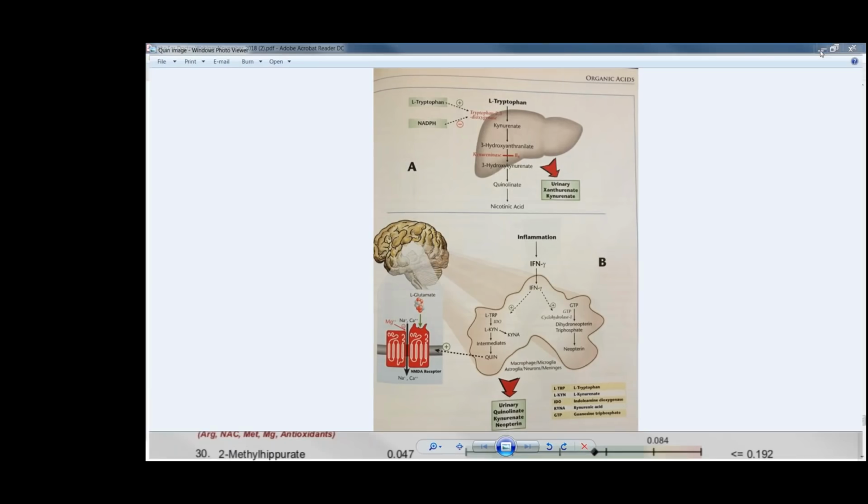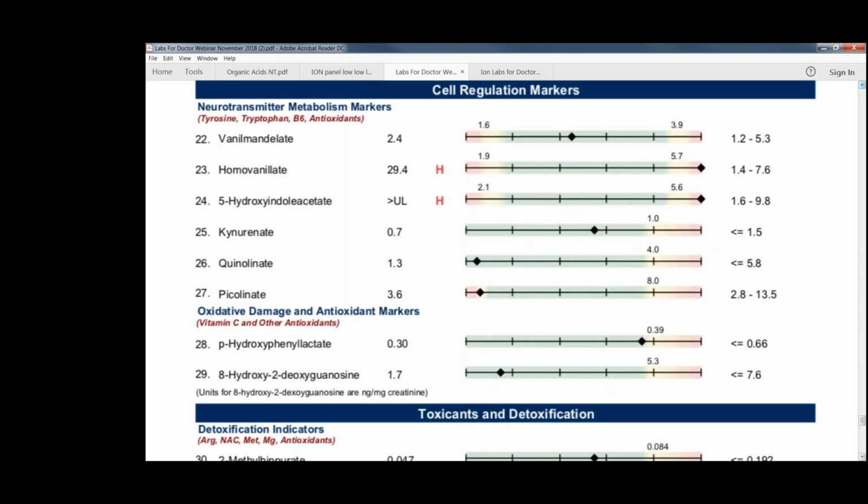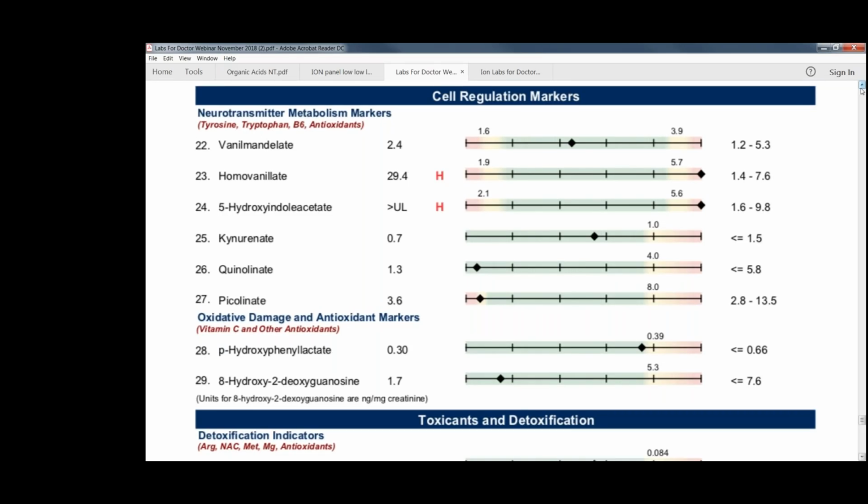All right. Okay, so here are the actual markers. You see the kynurenate sitting there, right? That's number 25. And then you see quinolinate and picolinate. We're going to focus on those. There are other markers on here that we're ignoring just for today. And then I want you to look a little higher up on the lab, and you'll see that there's another marker that is super important.